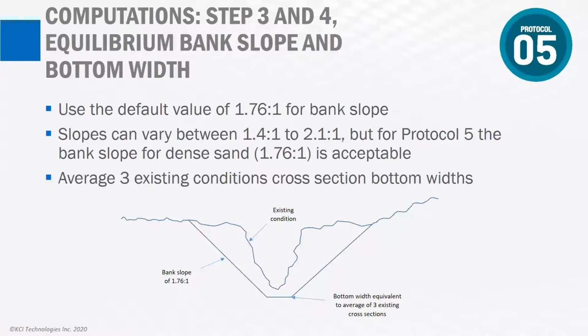After determining the equilibrium slope, the equilibrium bank slope has to be determined along with the equilibrium bottom width. There is a default value for the equilibrium bank slope, which is 1.76 to 1. And then in order to determine the equilibrium bottom width, you would average 3 existing conditions cross sections. So that does assume that your equilibrium bottom width is going to be identical to your existing conditions bottom width.